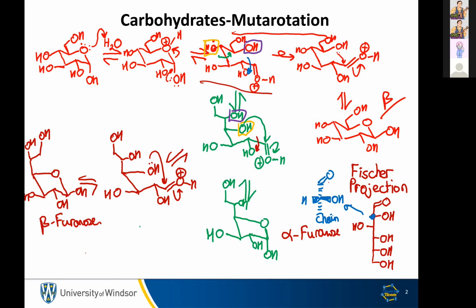And the word has slipped out of my mouth a few times, so I want to make sure I define it here. We call this position the anomeric position. Why is it called the anomeric position? I don't know. No idea. I would then call this molecule here and this molecule here anomers of each other.